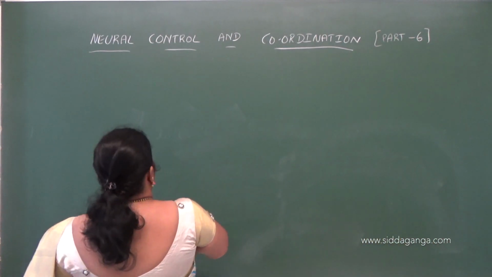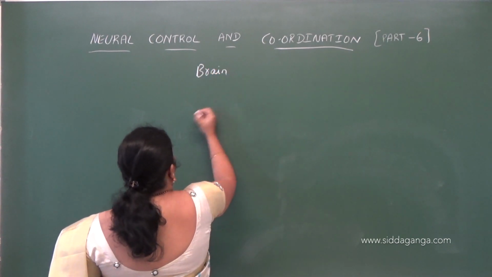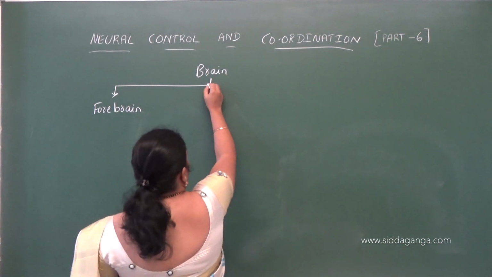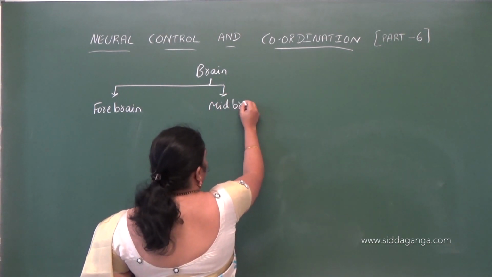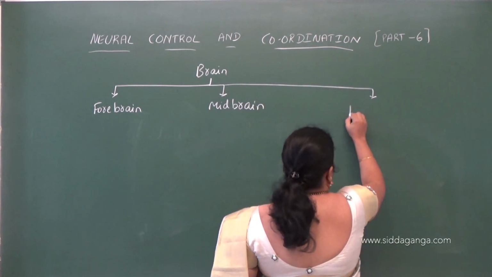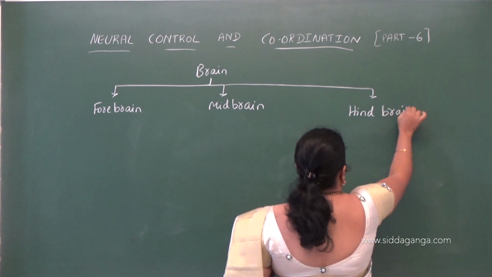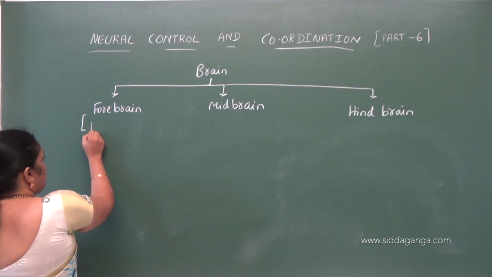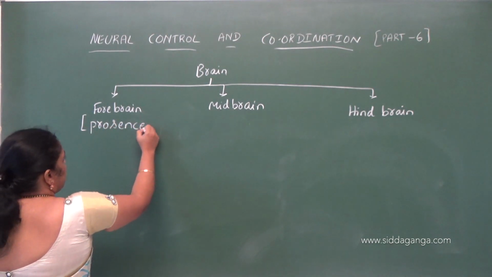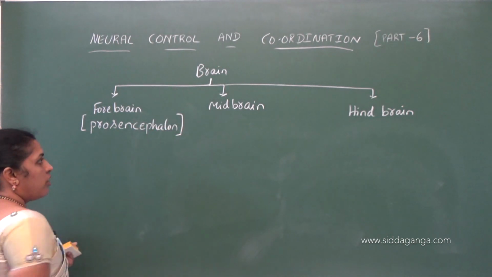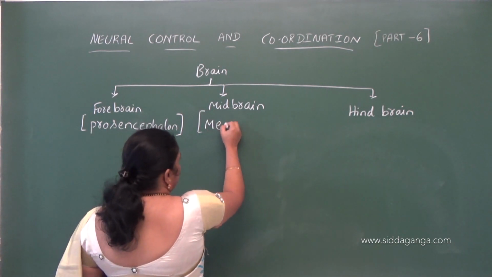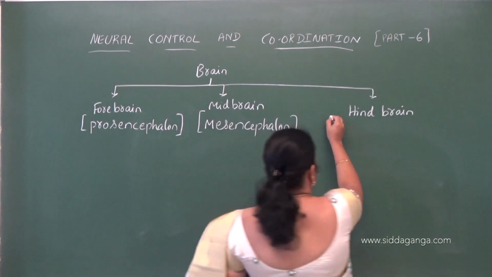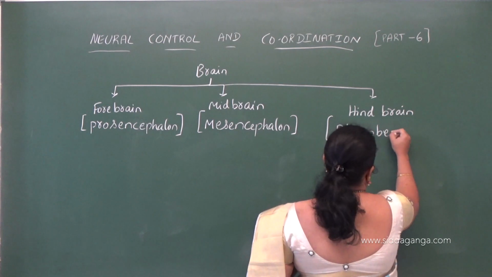So the brain is divided into three parts: forebrain, midbrain and hindbrain. The forebrain is also called prosencephalon. The midbrain is called mesencephalon, and the hindbrain is called rhombencephalon.